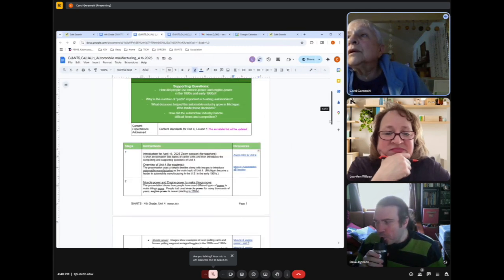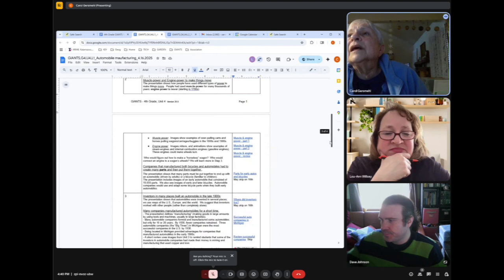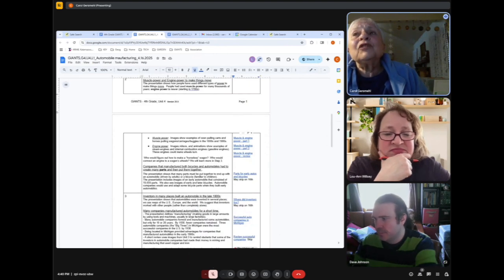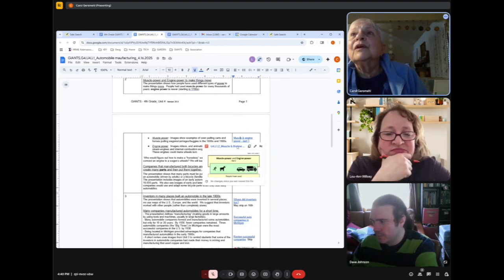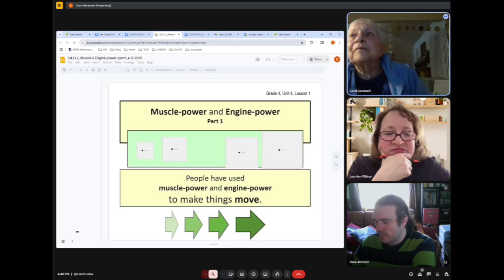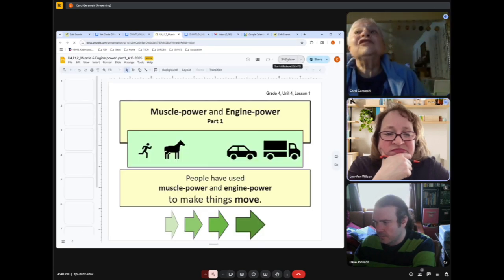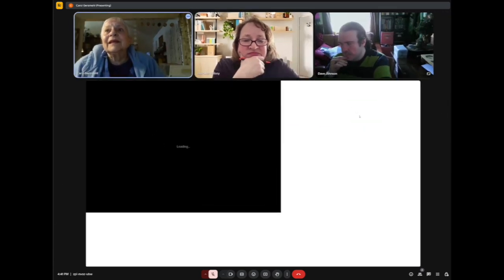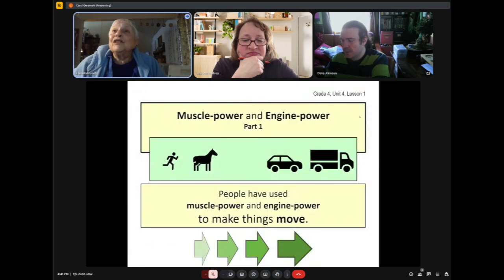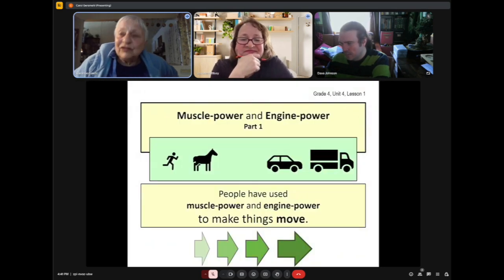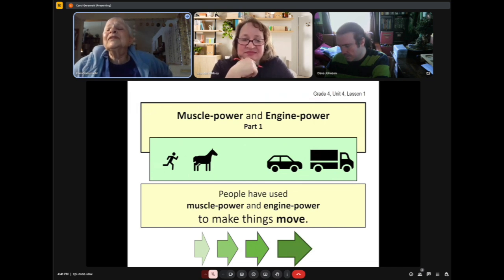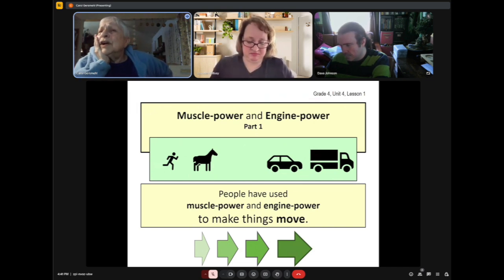And here we are. We're going to look at muscle power versus engine power. And I think you can see in the first slide, they look different in these simple diagrams. And it's kind of like, well, why don't we use horses anymore?